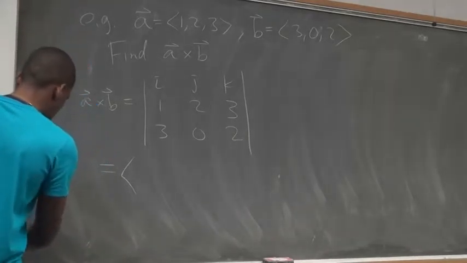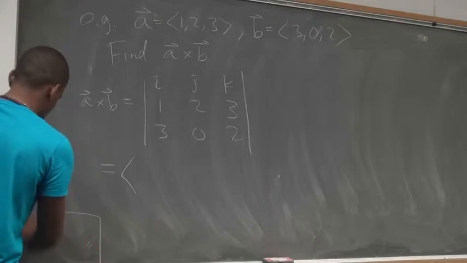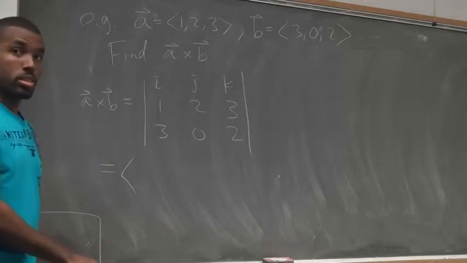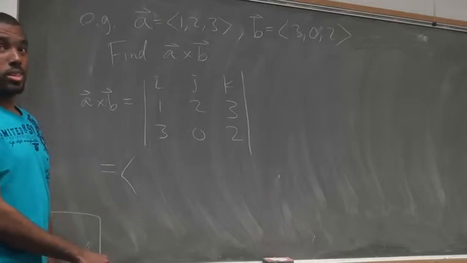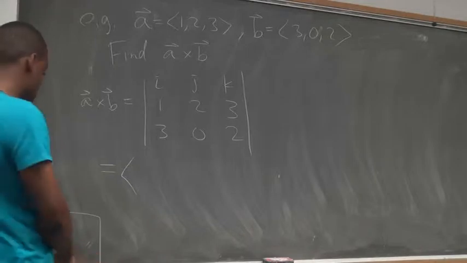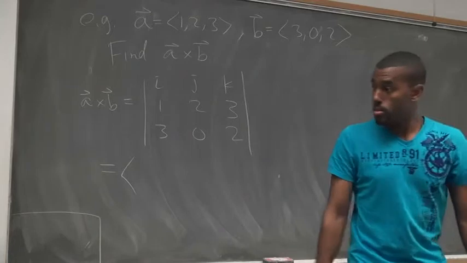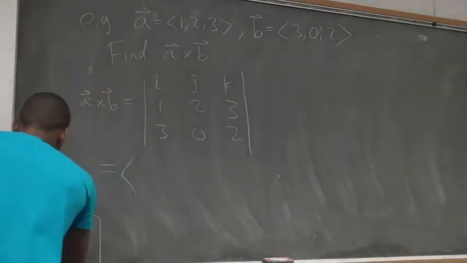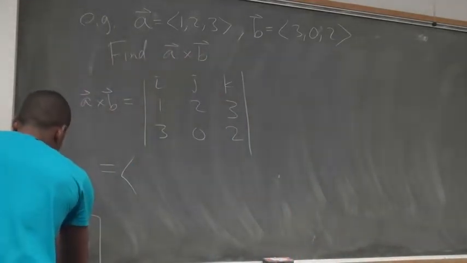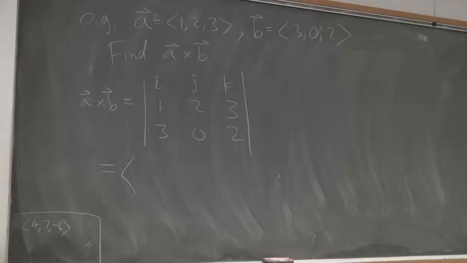What do you think the answer is? You're going to tell me the final answer? What's your final answer? I want you guys to try it on your own. I get 4, 7, minus 6. You got 4, 7, and minus 6. That's your vector? Did everyone get that? I got 4, minus 7 and 7, negative 5. That's totally different.